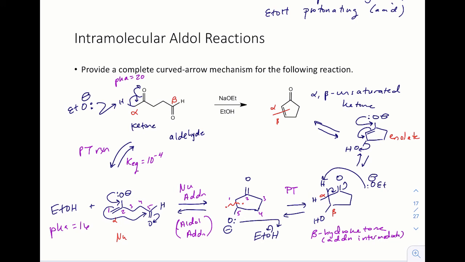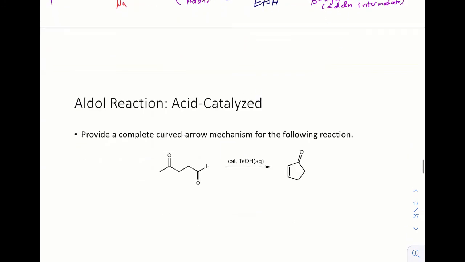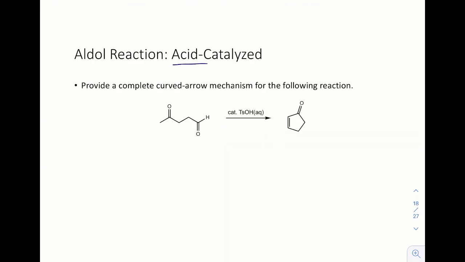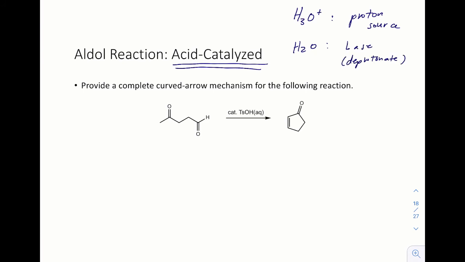Once you're comfortable with this example, we're going to transition to considering how aldol condensations can be catalyzed by acid. Remember what we said at the very beginning of the lecture? In aqueous acid, hydronium will be the proton source, and water will do the deprotonating. It will act as the base. I will lead you through this entire mechanism, but it would be really great if you could stop and try it yourself. See what you can come up with.